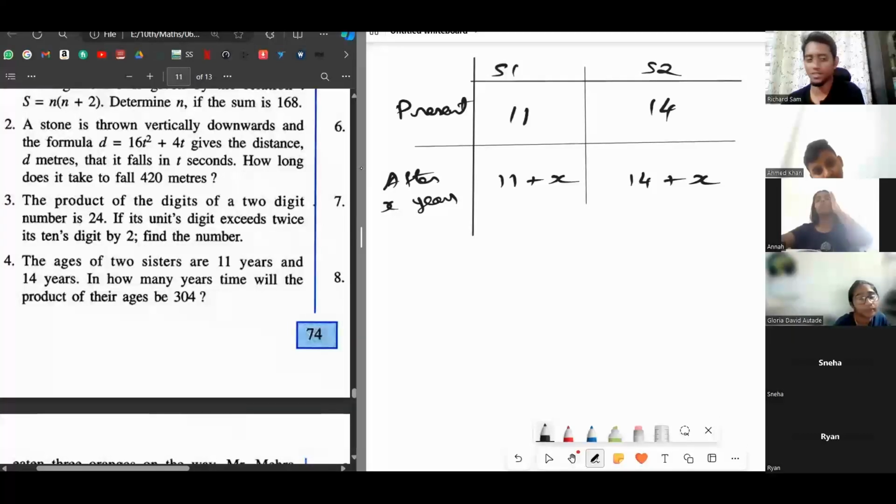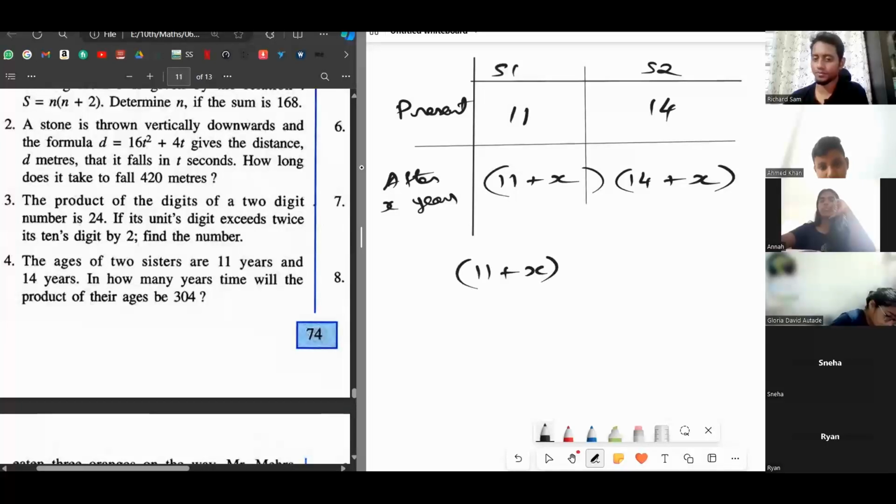Now the equation. In how many years' time, in x years, will the product of their ages be 304? These are the two ages. So in how many years will the product of these two ages be 304? 11 plus x into 14 plus x is equal to 304. Correct. Multiply the future ages, and you'll get 304.